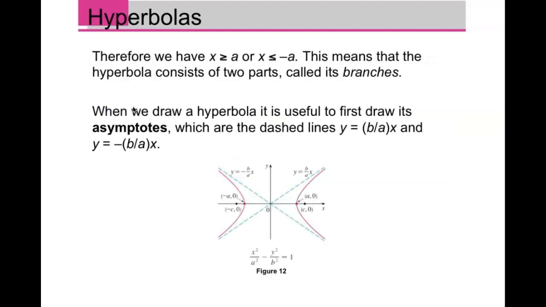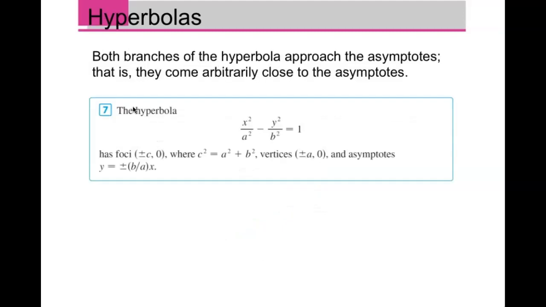Oh, one other thing. Hyperbolas are actually asymptotic. So they have asymptotes. So they're different than parabolas. Parabolas are not asymptotic. They don't approach anything. Their branches don't approach anything. Hyperbolas do. And so I'm going to give you the equations of the asymptotes in terms of a over b.